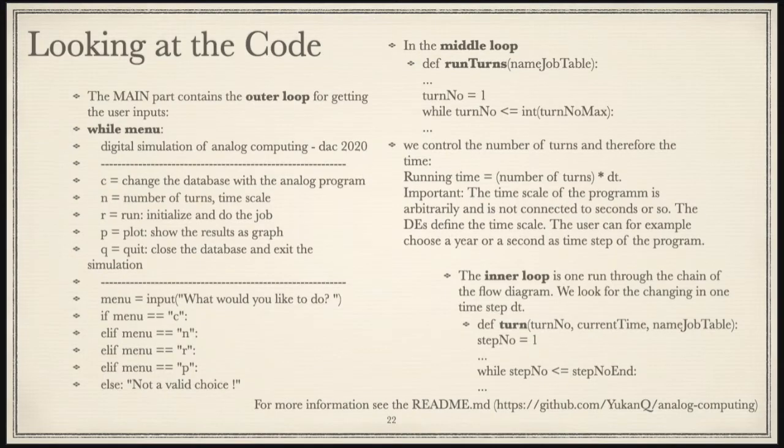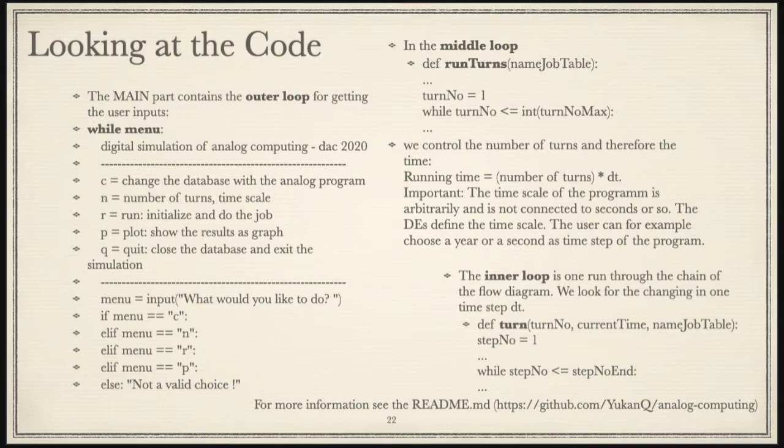A short look to the code. More you can find on GitHub. We have a main outer loop. We can change the database, the number of turns, the time scale. We can run the computer. We can plot the results and quit the program.